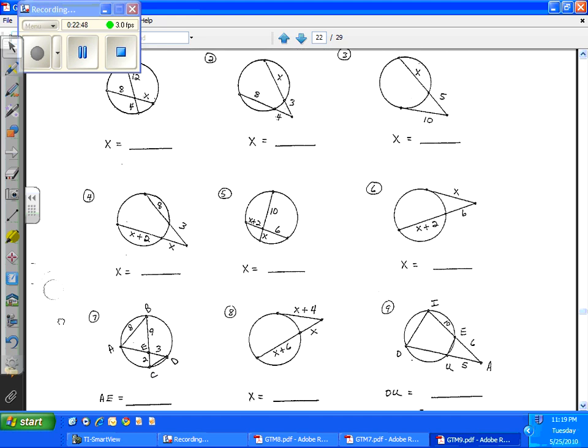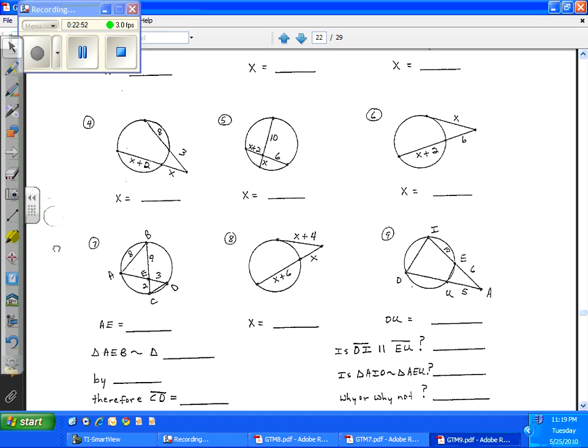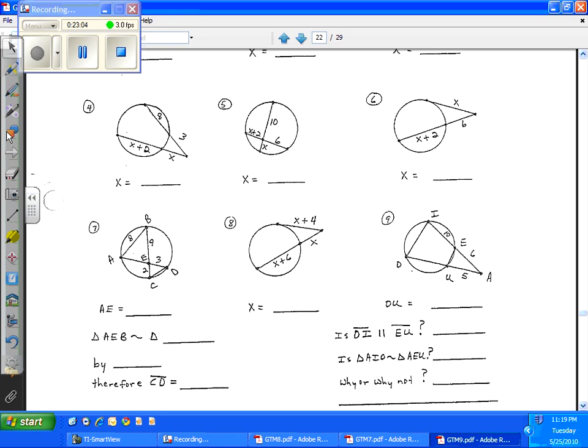Let's just go ahead and go down here where there's some algebra to deal with. Maybe we'll take a look at number 4. Back up just a little. Yeah, we'll just take a look at number 4.